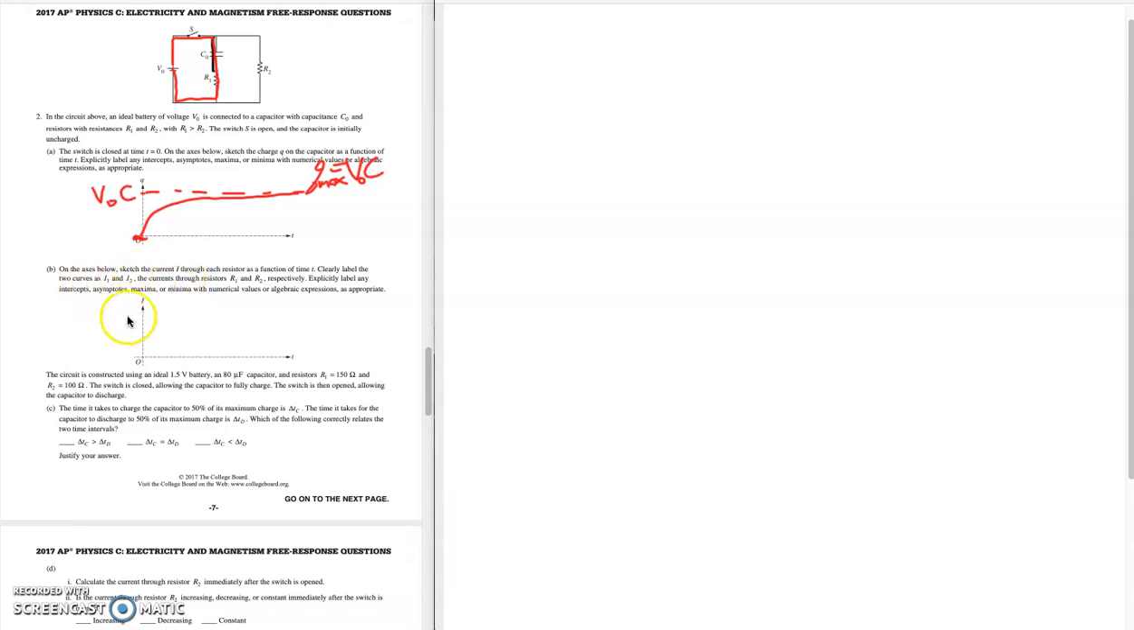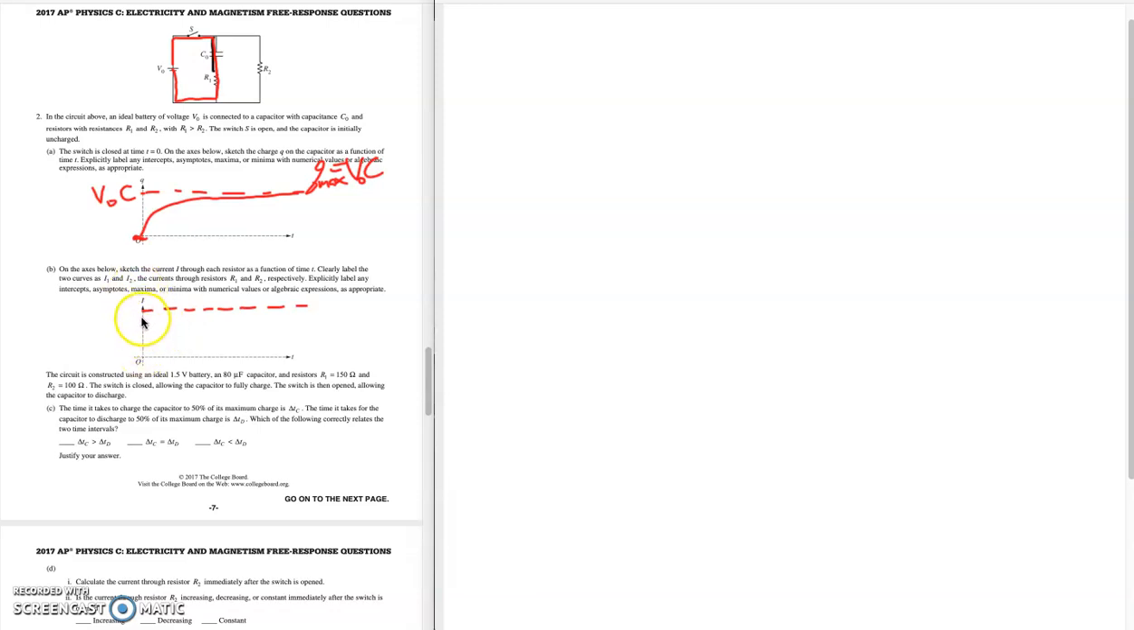Now, for part B, the currents through the two resistors. They told us up above that resistor 2 is less than resistor 1. Since these are in parallel, that tells us that the current through resistor 2 is going to be bigger than the current through resistor 1. As the current goes past the switch, it's going to split. Part of it is going to go through the capacitor, and part of it is going to go through the resistor.